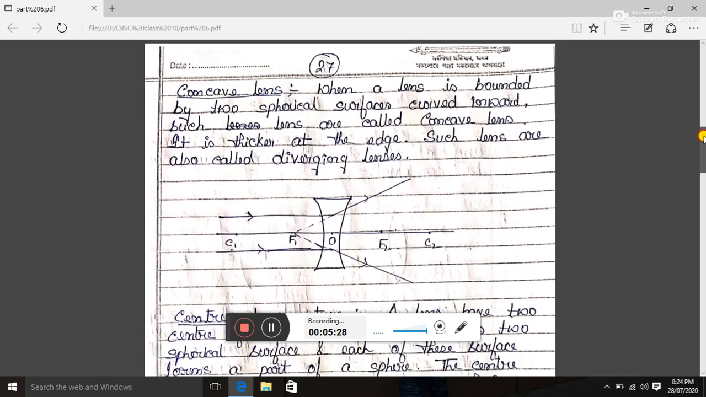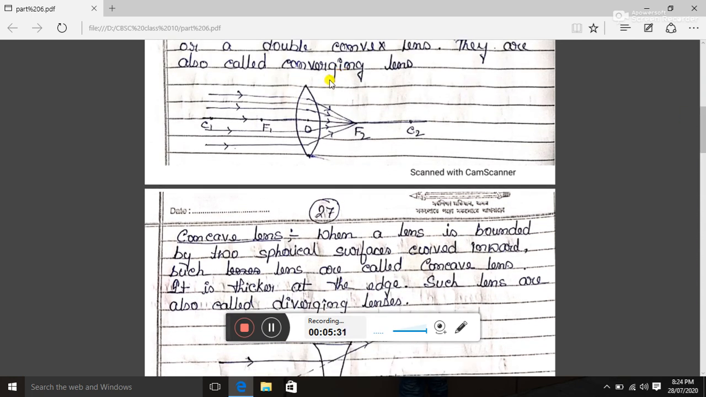So let me look at this diagram. A lens is made up of two spherical surfaces. So this is a spherical surface, meaning a part of a sphere. If I extend this, it will become a sphere. So this side is a part of a sphere. This other side is also a part of a sphere.